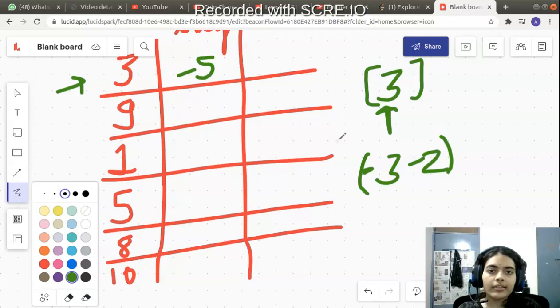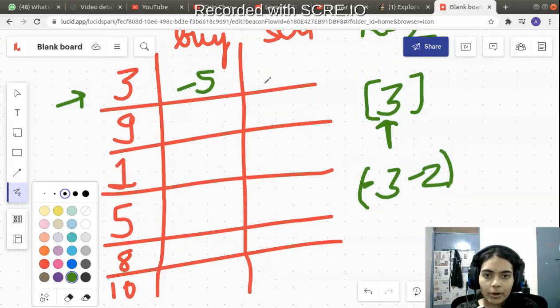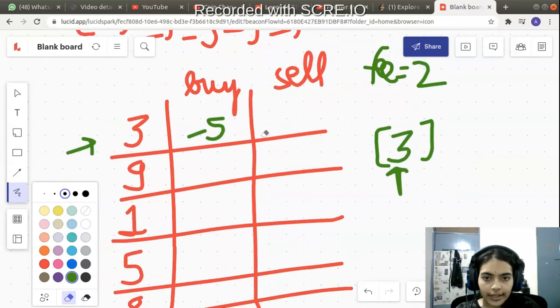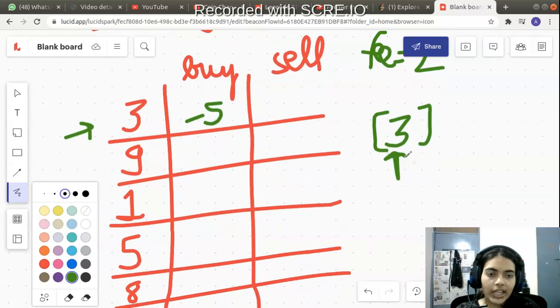So totally you are spending 5 rupees. Since you are entering the stock market with 0 rupees, you will have to pay 3 rupees and you will have to pay 2 rupees, so totally you are paying 5 rupees if you are buying the stock on day one. Okay, let's think about selling. Now let's go to the next possible case. So in this case, you are selling the stock.